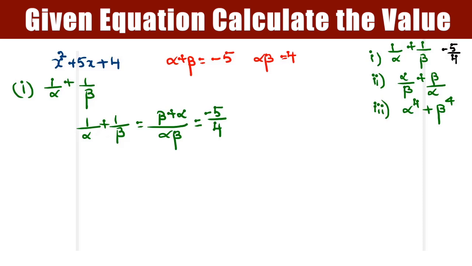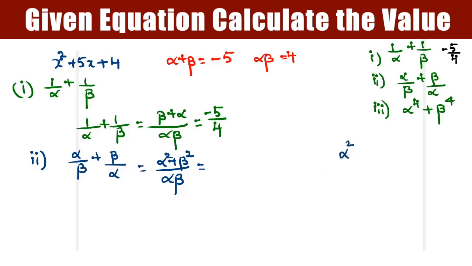Now let us calculate the second one, which is alpha by beta plus beta by alpha. Again, I'm going to take LCM. So the denominator is alpha beta. But when I multiply the numerator, cross multiplication fetches alpha square plus beta square. So if I know the value of alpha square plus beta square, I can simply substitute and evaluate. So let us calculate that separately.